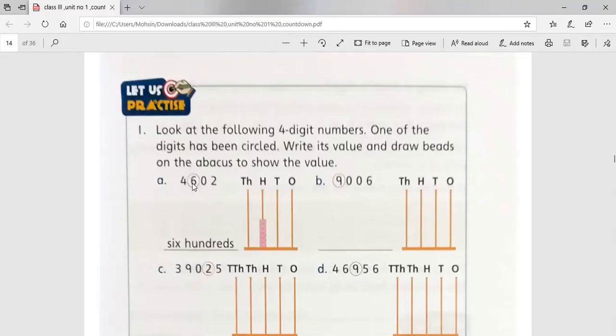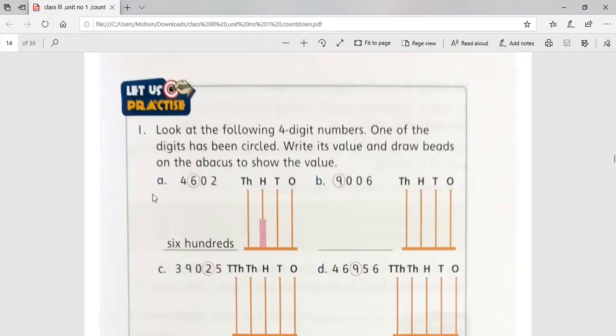Not all of these contain 4 digits. These two contain 4-digit numbers. One of the digits has been circled. Write its value. How can we write its value? We can write on it their places. Then we can find where it is standing and draw beads on the abacus to show the value.